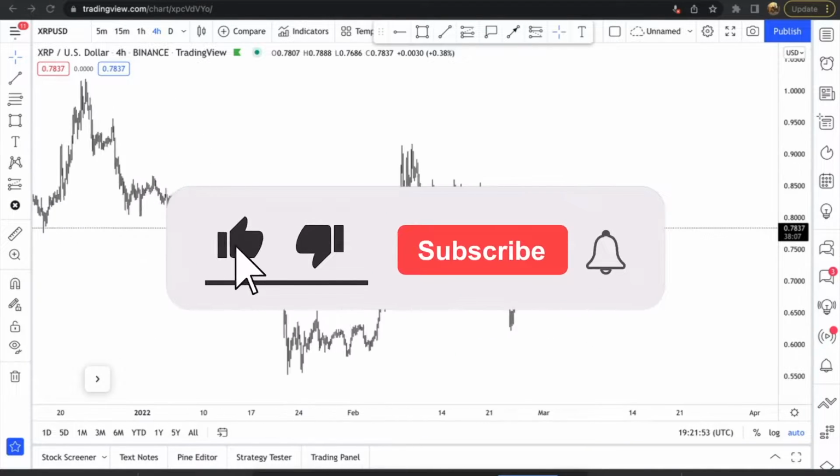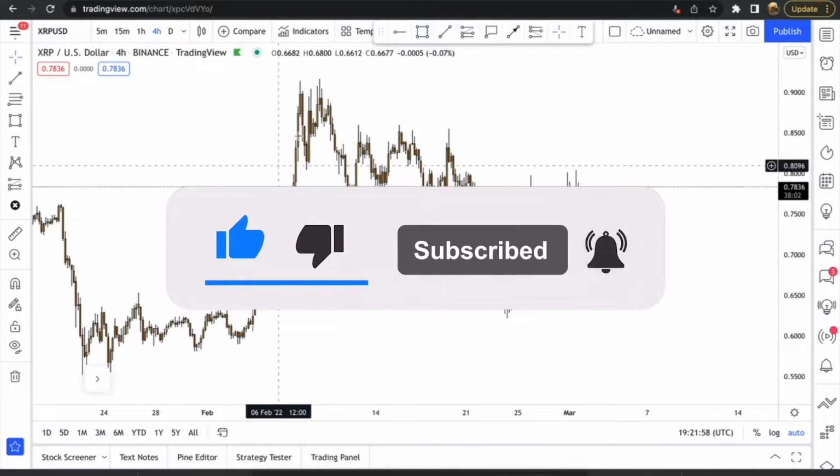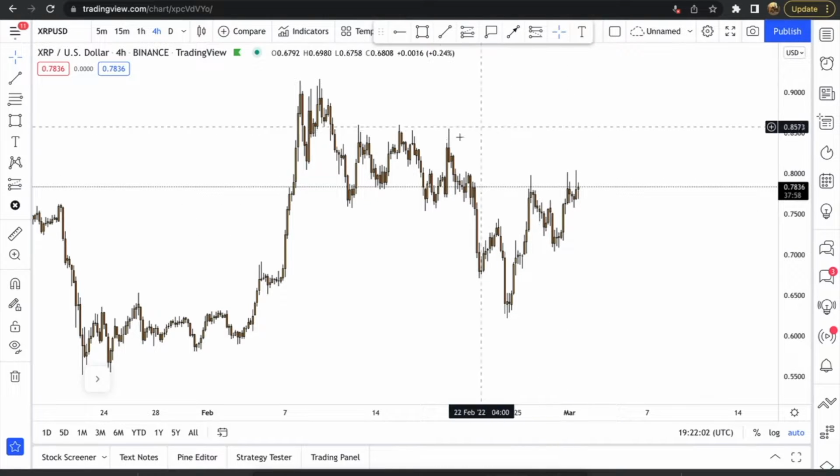I'm just going to do a little bit of technical analysis for you on XRP, just break down the market structure that we can see here and go over the current price action for where we're at.